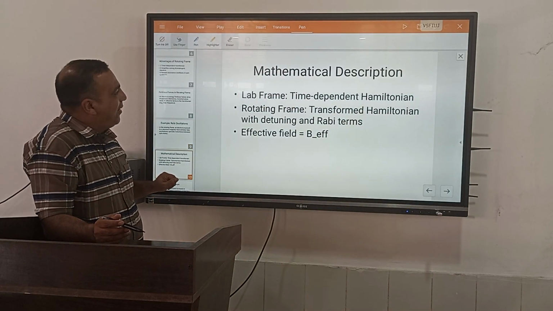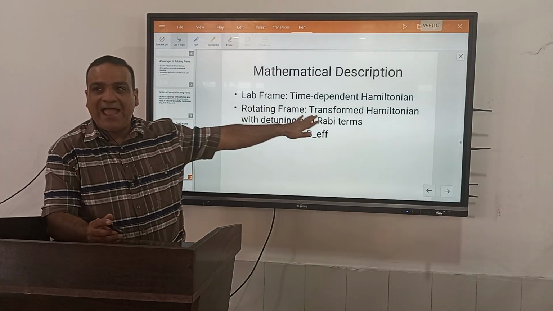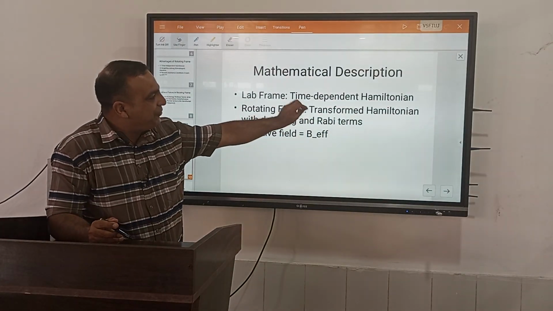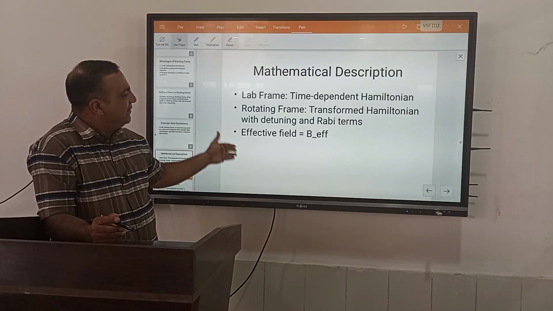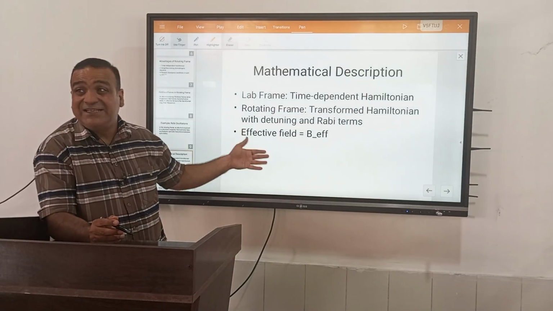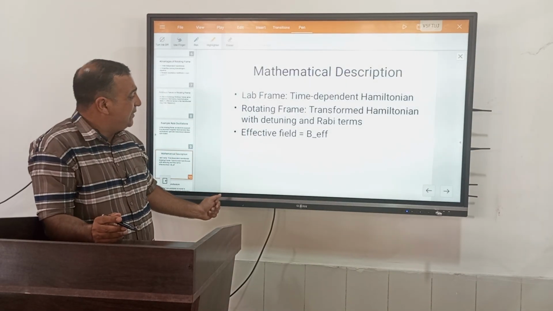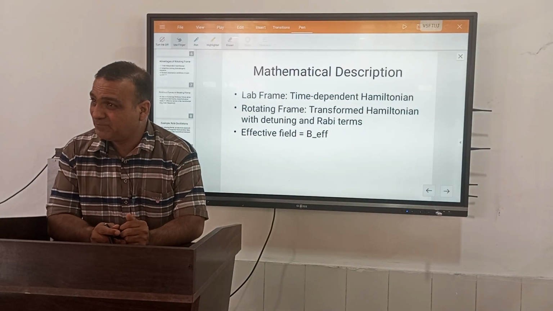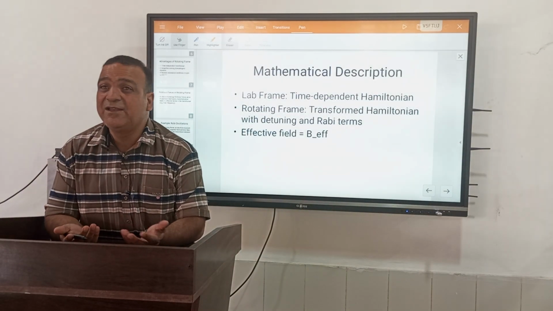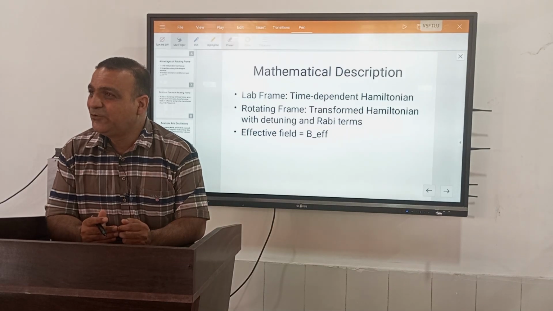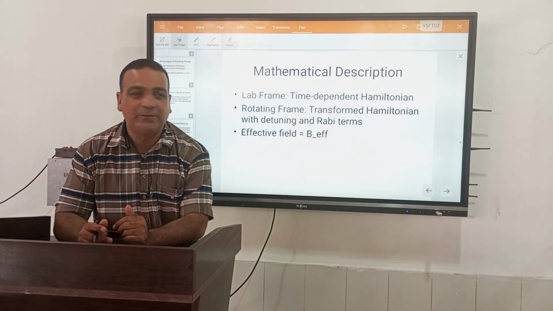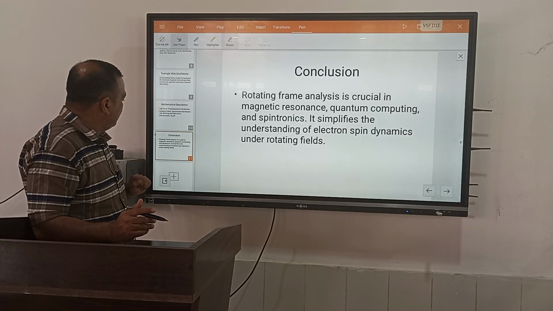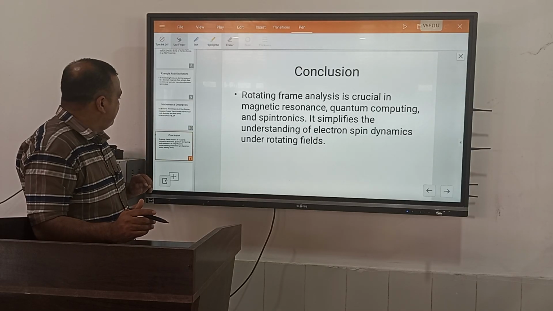So what we have in the lab frame is the time-dependent Hamiltonian. In the rotating frame, we have transformed the Hamiltonian with these terms, what we call Rabi terms. And here we have the effective magnetic field, and this effective magnetic field is a constant. So you are translating your complicated problem into a simple one.